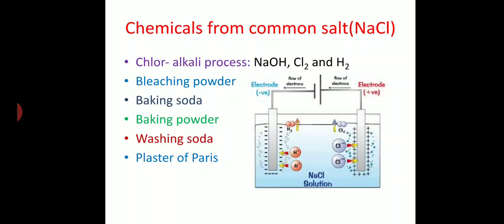So the next product, baking soda. Baking soda is obtained when sodium chloride is treated with ammonia and carbon dioxide water. It gives sodium hydrogen carbonate. It is known as baking soda, right? Baking soda with an edible acid is known as baking powder. So all these compounds, baking soda and baking powder, are very essential compounds and used in our kitchen, right?